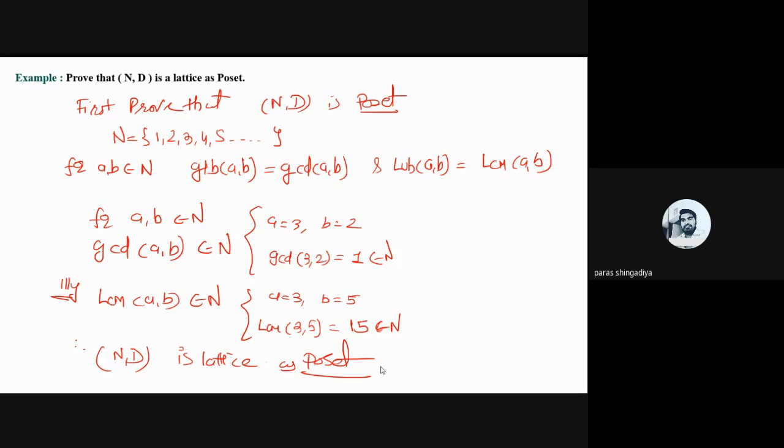पहला आपको prove करना है poset। ठीक है, वो आप easily prove कर पाओगे। 3 condition ही just check करनी है, and after that write this conclusion here, why GCD and LCM are belongs to n. Clear? It is also belongs to n. So this is a solution of this.